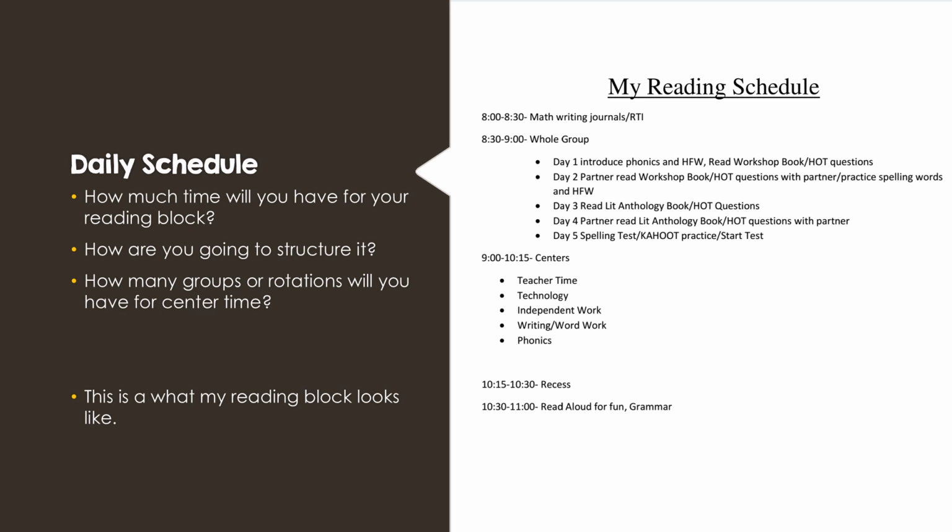So once you have your year timeline figured out, it's now time to work on your daily schedule. Once you have found out how many minutes your reading block will be, then you're able to schedule out when you want specific events to happen in your room. So how is it going to be structured? Are you going to do whole group at the beginning, do some small centers, and then come back together for a whole group? Are you going to do whole group and then break down into centers? And when you're doing your centers or rotations, how many groups are you going to have? And will you see all of your groups every day? So those are some questions to keep in mind.